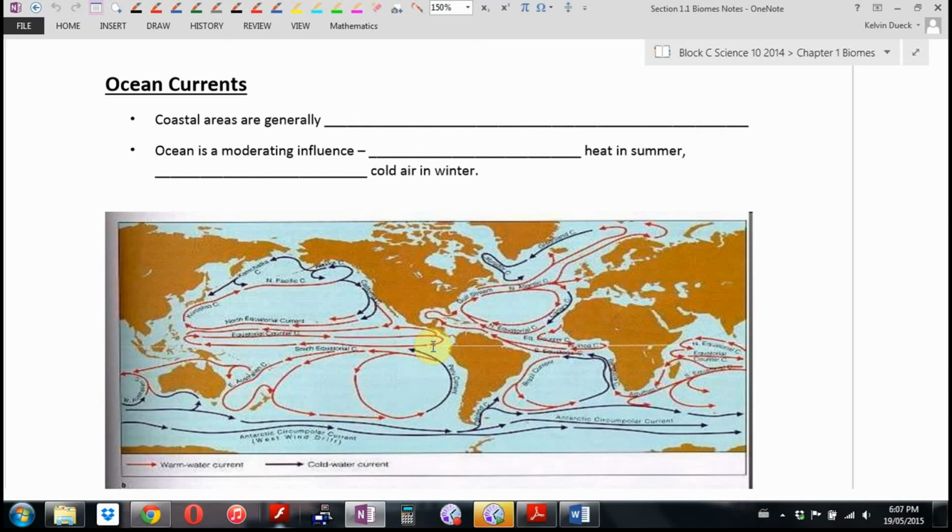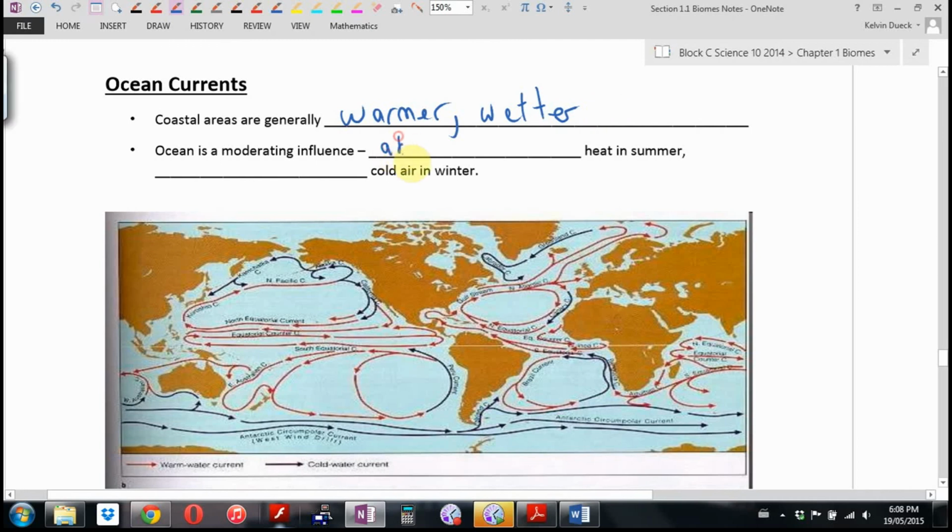So how do ocean currents, an abiotic factor, affect biomes? Well, coastal areas like us are generally warmer and wetter. We have mild, wet winters. We have fairly mild, wettish summers. The ocean is a moderating influence. In the summertime, the ocean absorbs heat. That's why when it's really hot, if you go for a walk on the seawall, you'll notice right by the ocean, it's noticeably cooler in Vancouver. So it absorbs heat in the summer. Oh, and it warms cold air in the winter.